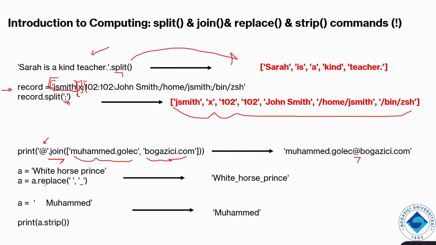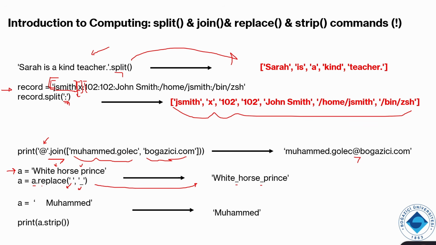And the replace function replaces all occurrences of a substring with another substring, right? So if I define a variable here, "white horse" like this, and as you can see, there are spaces between our words here. If I say a.replace spaces with underscore, it's going to add underscores in every space here.